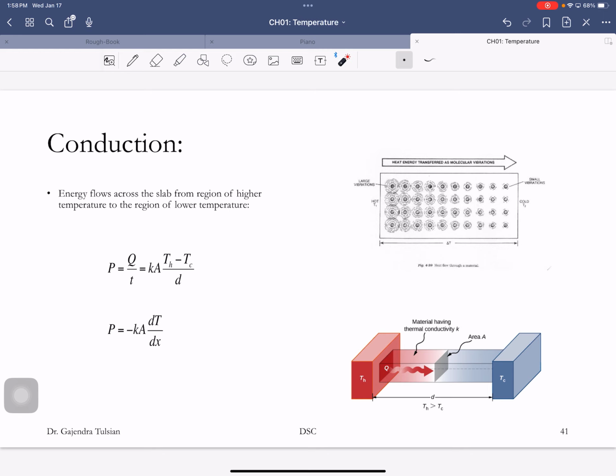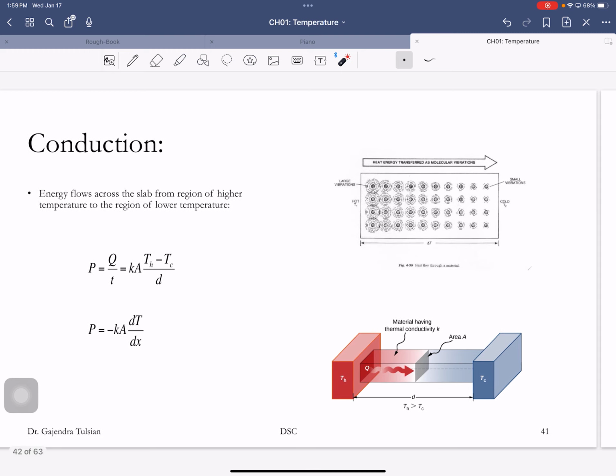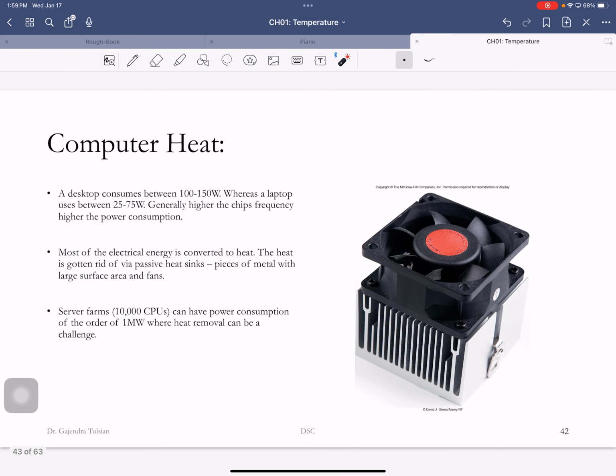Anyway, heat flows from a higher temperature to a lower temperature, so the temperature decreases in that direction. That would be negative. So you can write the power, the rate of heat flow, in terms of the temperature gradient. Again, K is the thermal conductivity of the material.